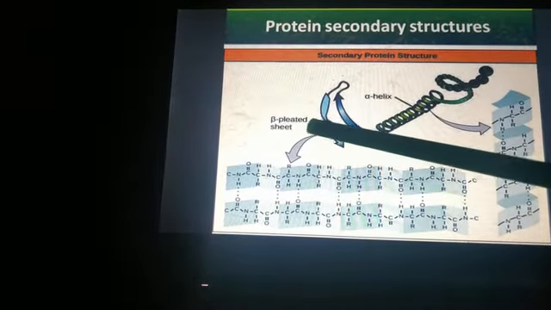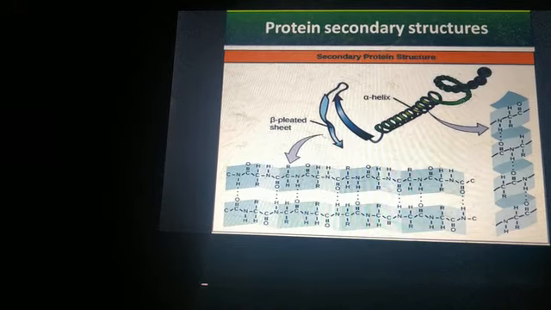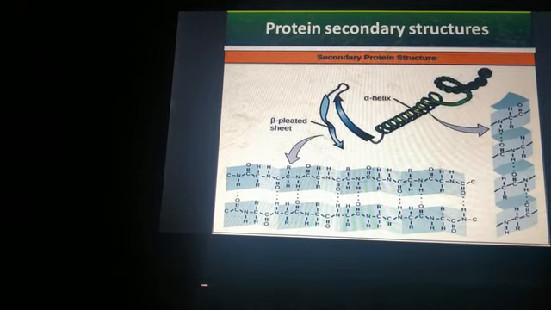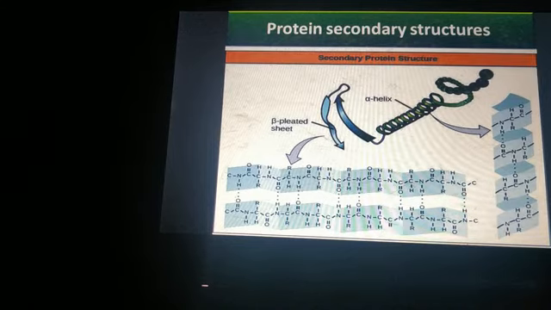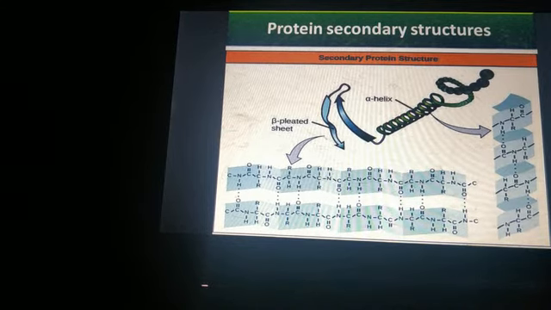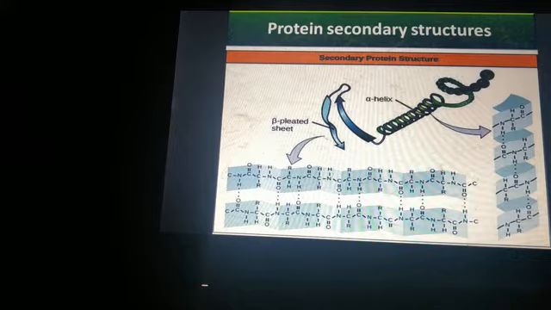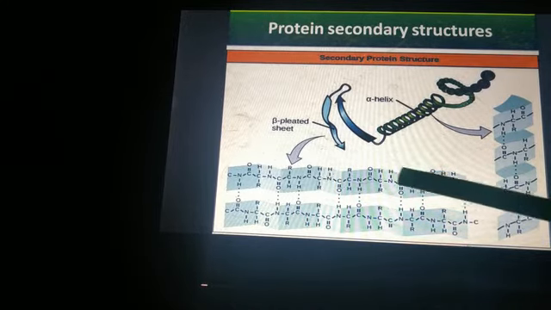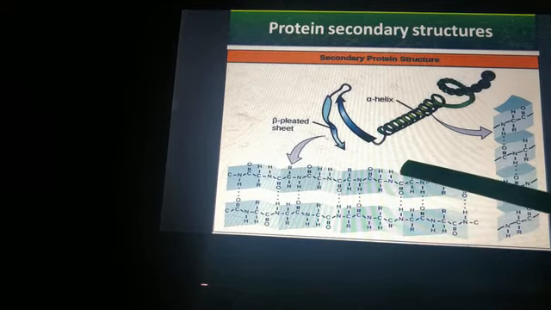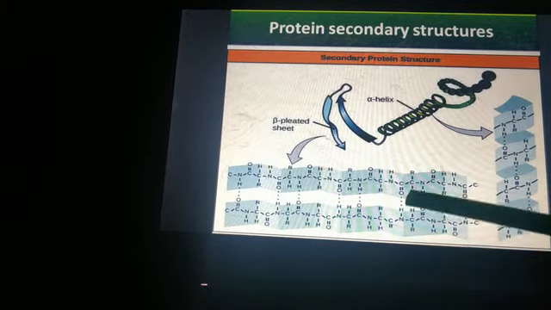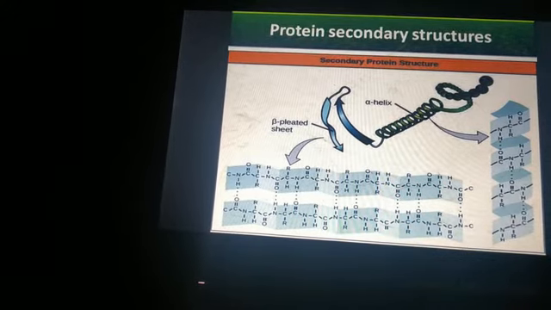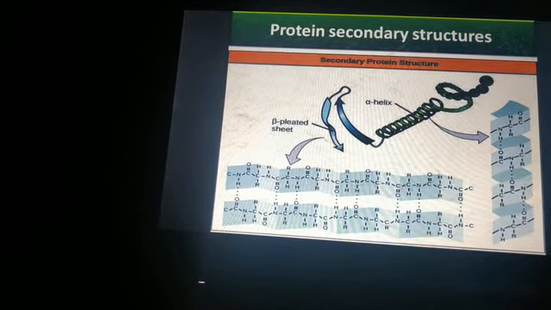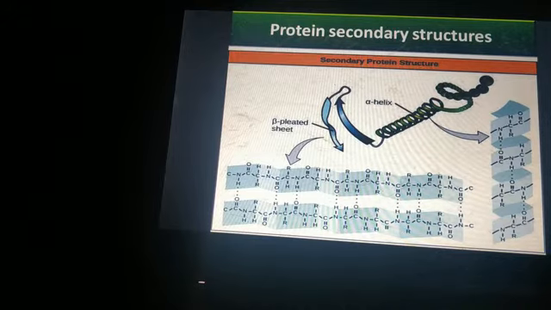So secondary structure is the arrangement of amino acids in space. That is, how the atoms present inside the amino acids are arranged in the peptide bond. How their configurations are arranged, we will study in secondary structure. So here the primary structure gets folded to form the secondary structure.